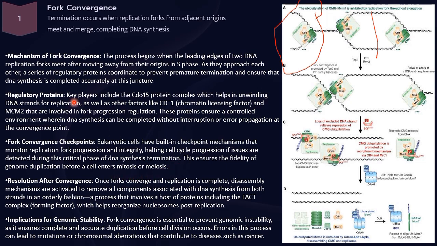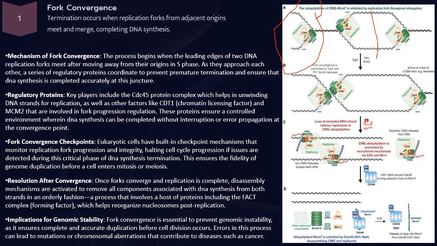Now, the resolution after convergence. Once fork convergence and replication are complete, disassembly mechanisms are activated, as I have discussed using this image. Now, the implications for genomic stability: post-convergence resolution is essential to prevent genomic instability as it ensures complete and accurate duplication before cell division occurs. Errors in this process can lead to mutations or chromosomal aberrations that contribute to diseases such as cancer or any other genetic disease.